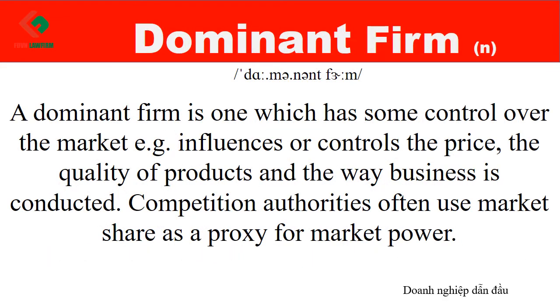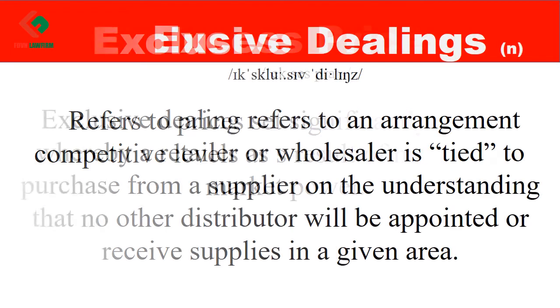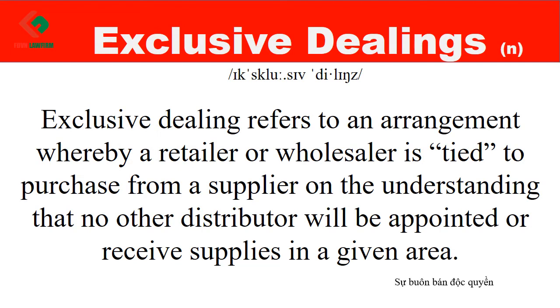Dominant firm. A dominant firm is one which has some control over the market. For example, it influences or controls the price, the quality of products, and the way business is conducted. Competition authorities often use market share as a proxy for market power. Excess prices refers to prices set significantly above competitive levels as a result of monopoly or market power. Exclusive dealing refers to an arrangement whereby a retailer or wholesaler is tied to purchase from a supplier on the understanding that no other distributor will be appointed or receive supplies in a given area.